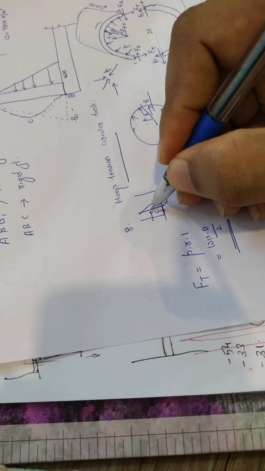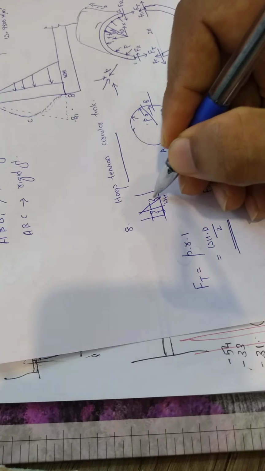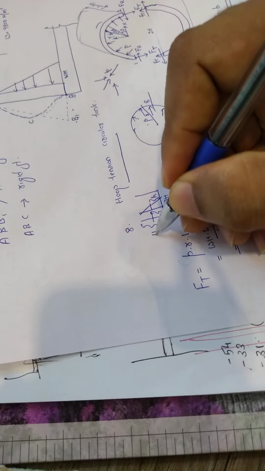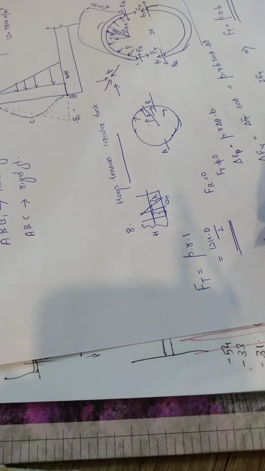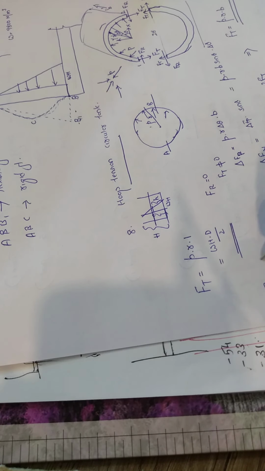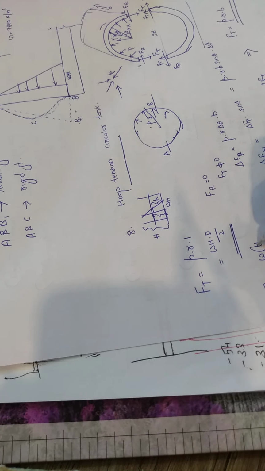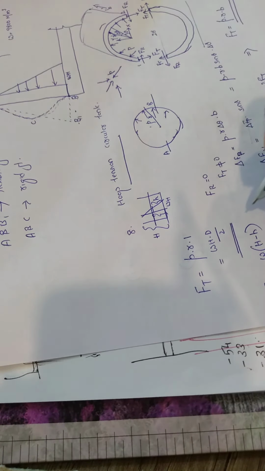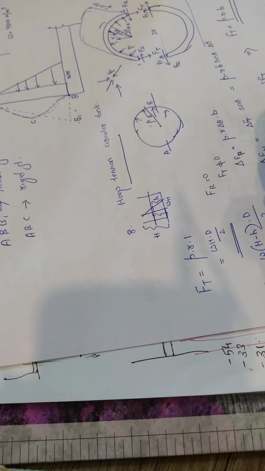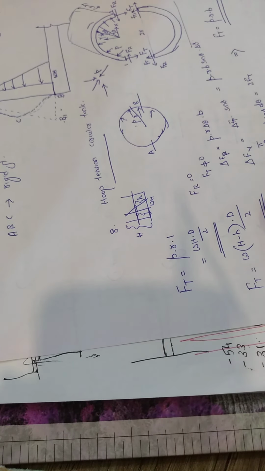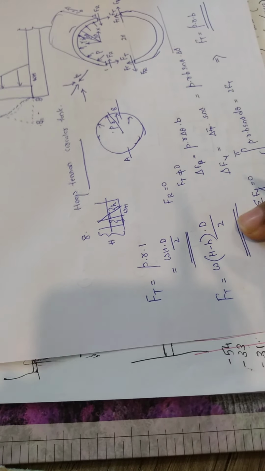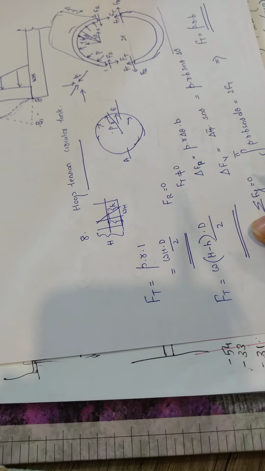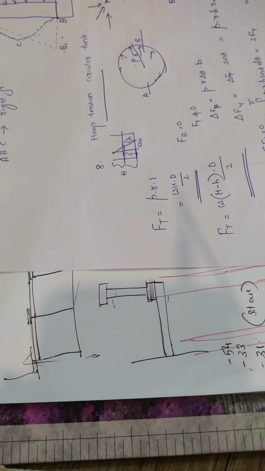If I take any other section, suppose this value is small h and this value is capital H, then I can get the value at this section as Ft equal to W into the total height minus the height from the bottom, into D by 2. We will be using this very much in our design examples. We will see this equation again in the problems that we are going to solve in our next videos.